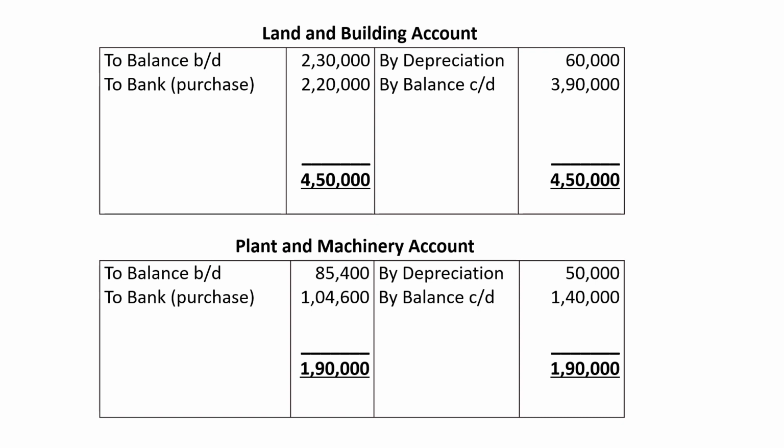Next, plant and machinery account. Opening balance of plant and machinery 85,400. Closing balance of plant and machinery 1,40,000. Depreciation on plant and machinery during the year 50,000. The difference between 1,90,000 and 85,400 is 1,04,600. This amount is purchase of plant and machinery during the year.